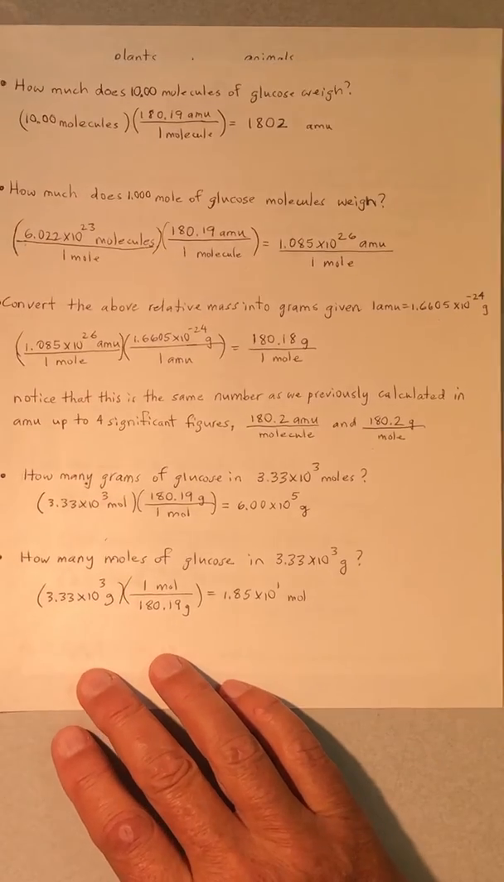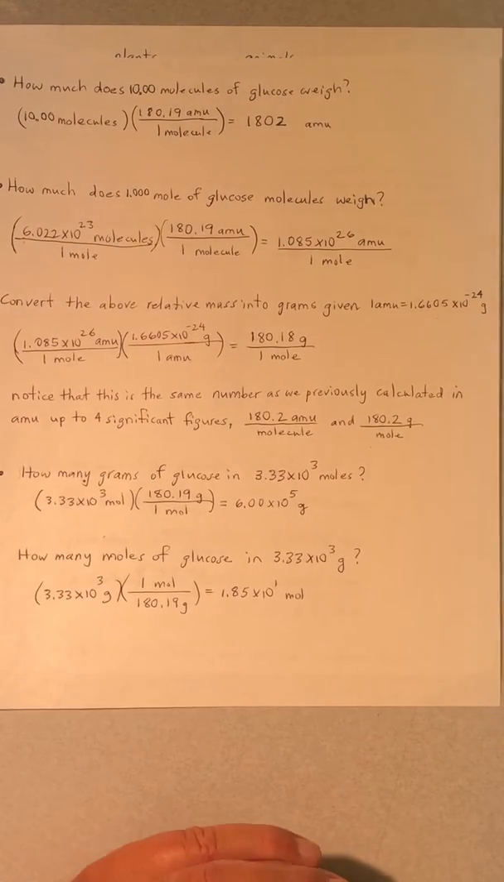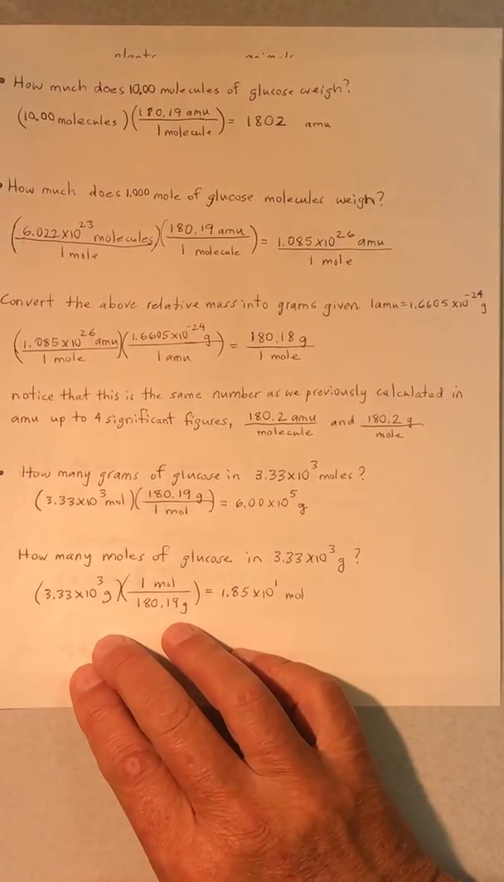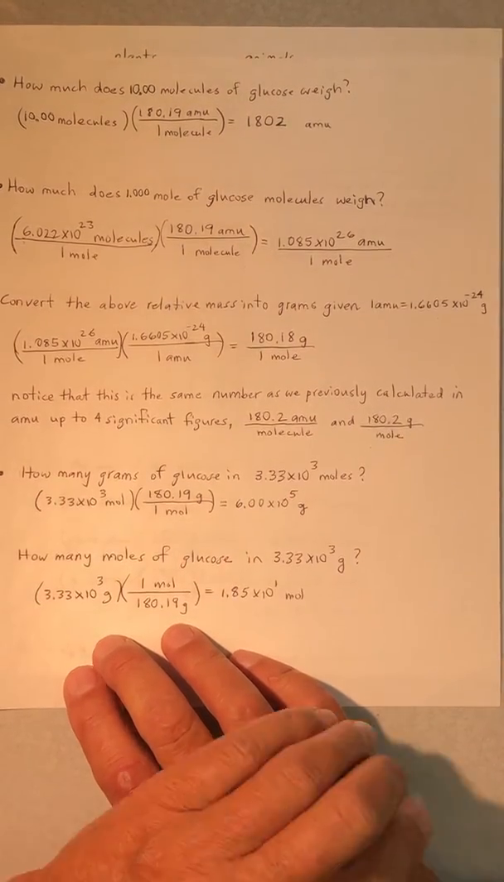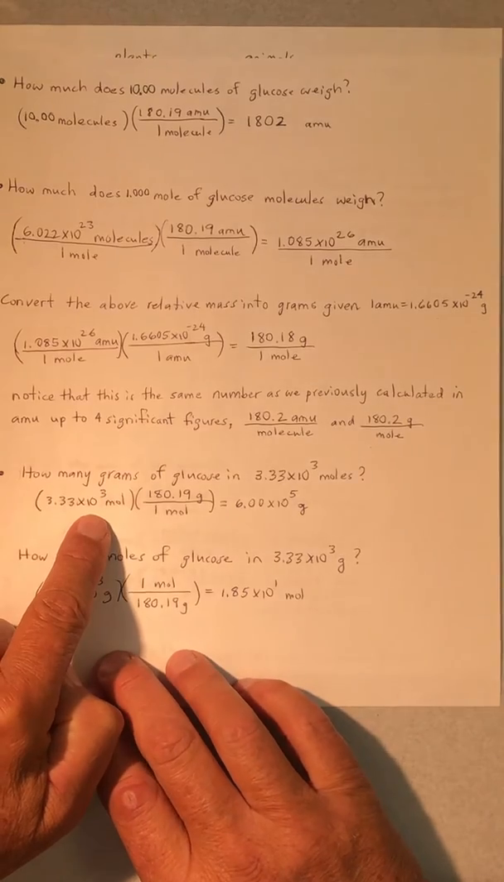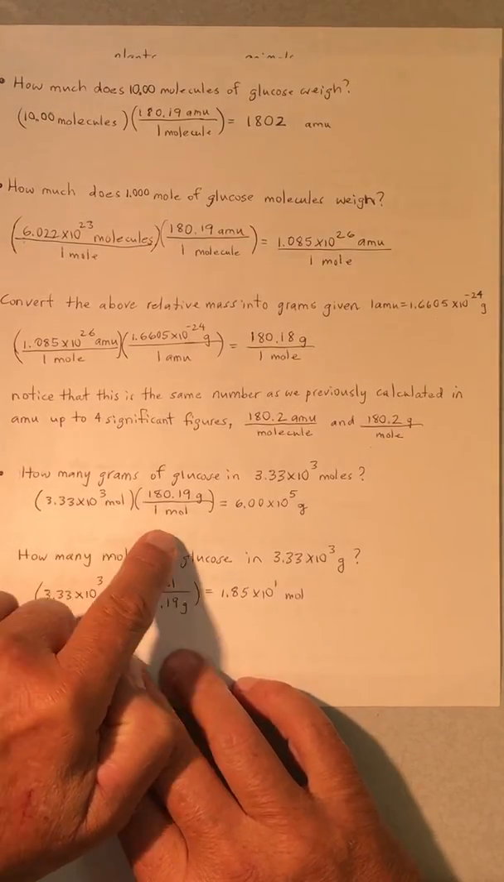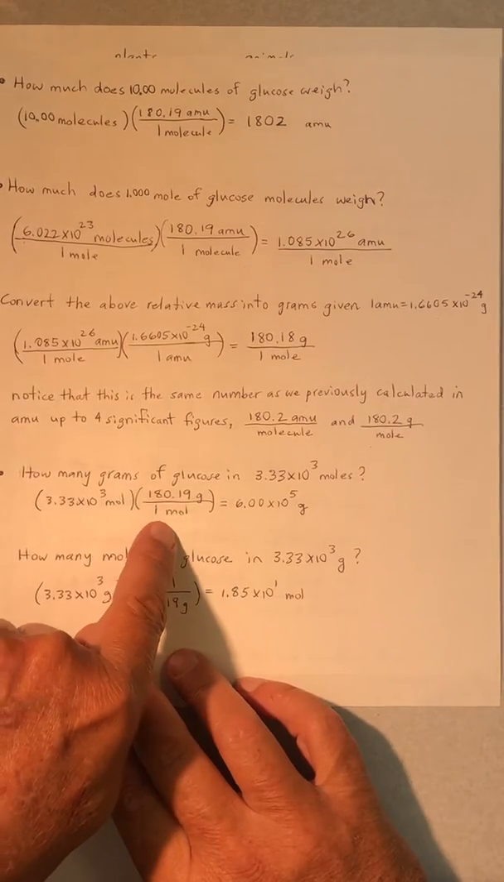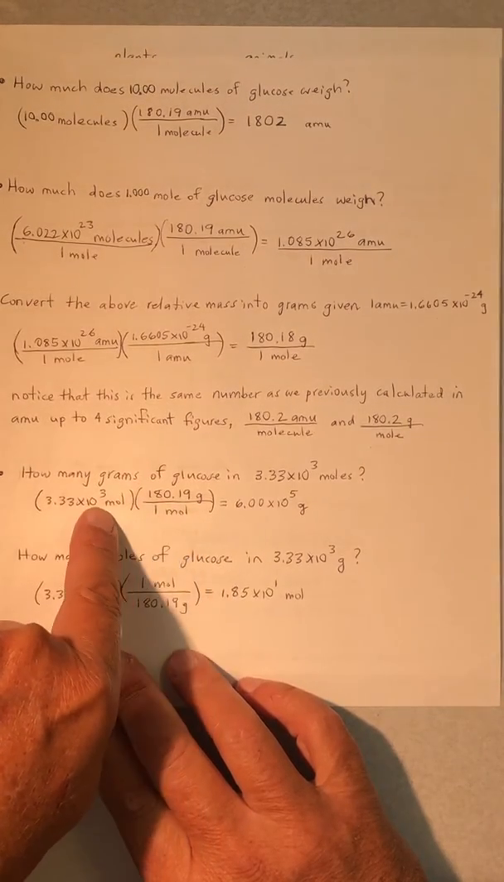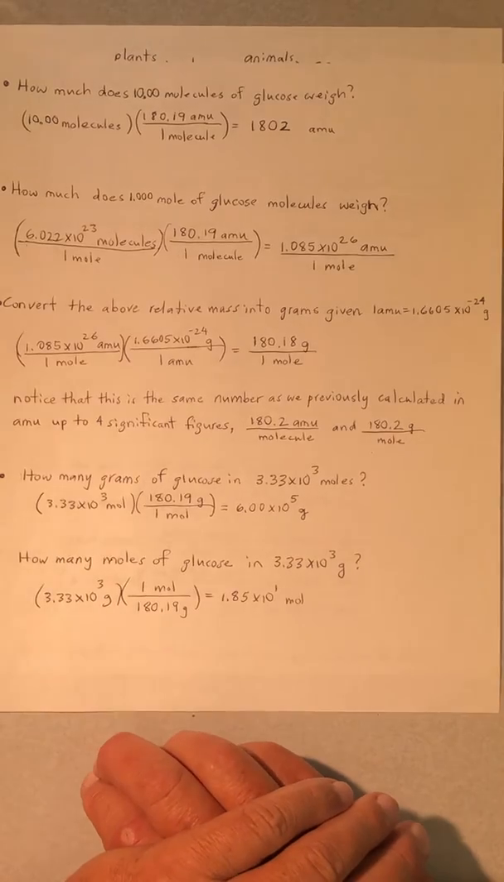So here's a couple more conversions we can do. How many grams of glucose in this many moles? So I start off with that many moles. I need a conversion factor to turn moles into grams, so we already calculated that. So here's our direct proportion. We're using it as a conversion factor.